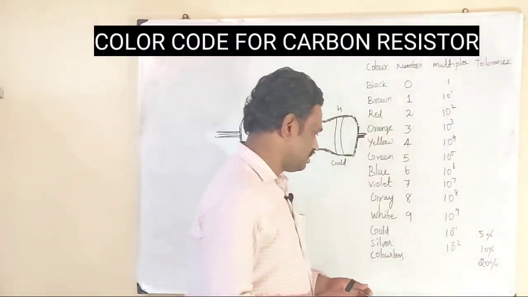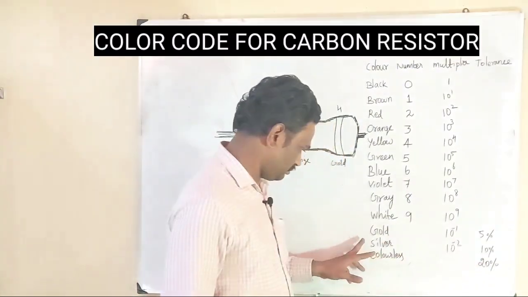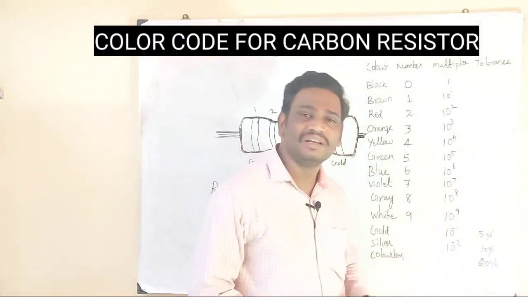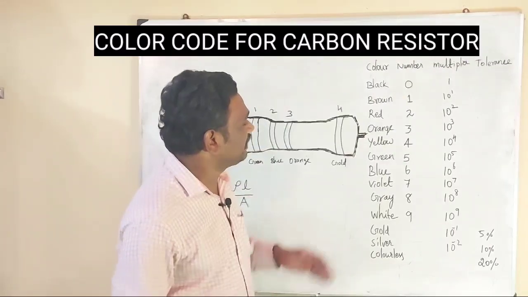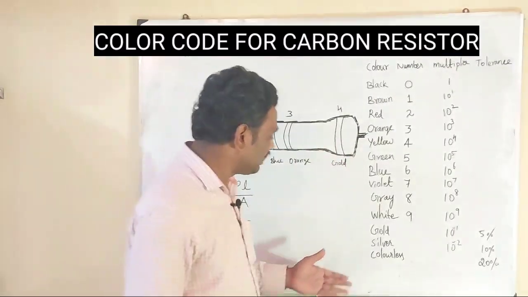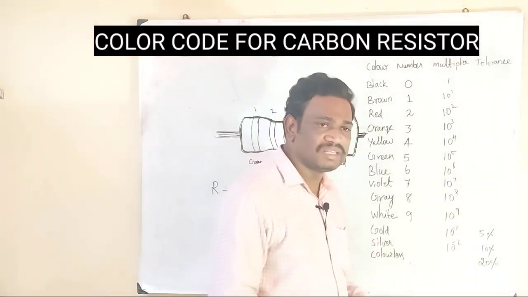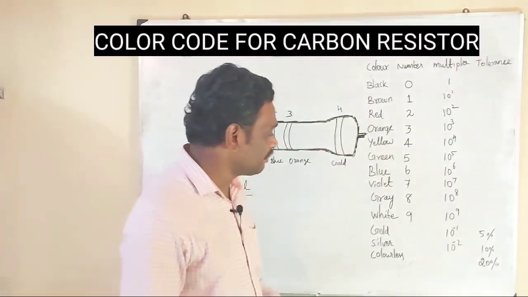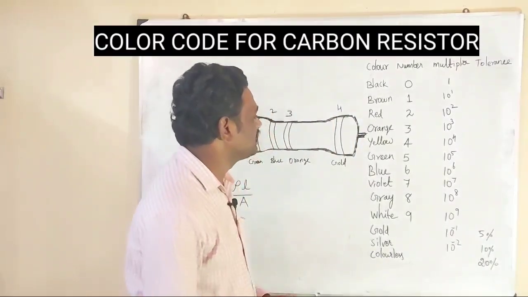and then gold has a tolerance of 5%, silver has a tolerance of 10%, and if there is a ring at the last and it is colorless, then the tolerance is 20%. It may vary 20% from the specified value of the resistance.